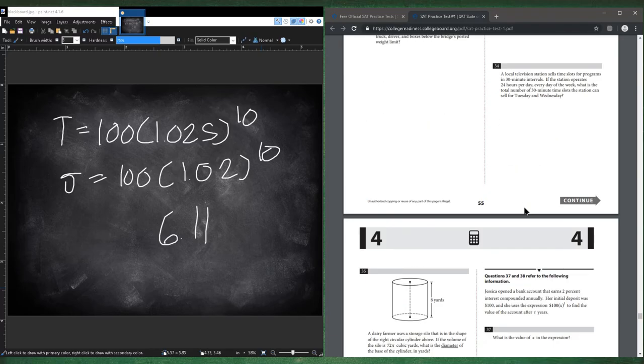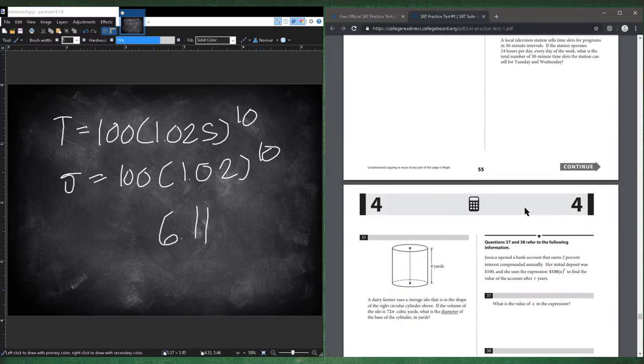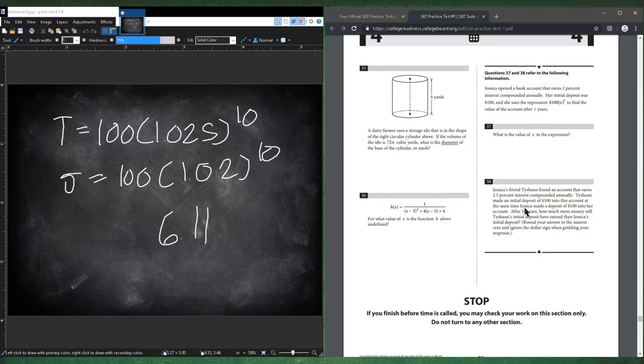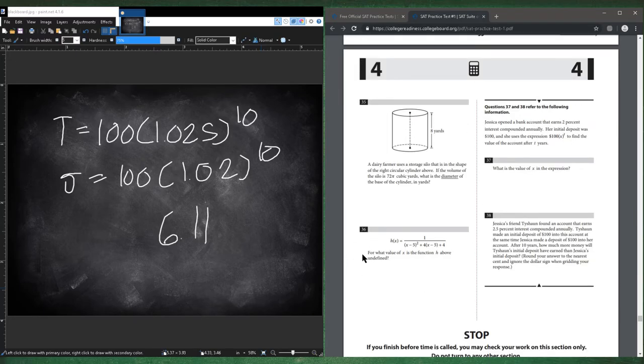31, 32, 33, 34, 35, all of them should be pretty basic. I mean, it's basically just looking at information. It's not that hard. 36, you might spend some time on. You might want to double check to make sure you're right. 37 and 38 just deal with exponentials. So you get these right, probably, if you know your exponential stuff.